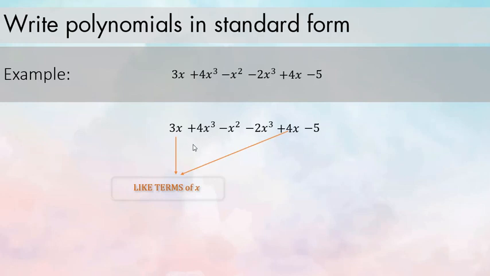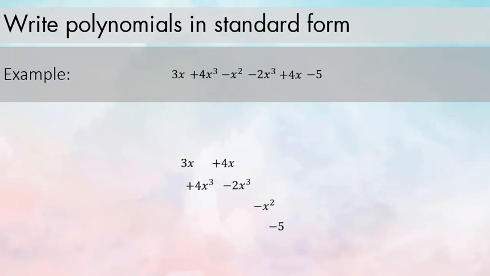So the first step is to find all the like terms. The like terms are terms which have the same variable. In this case, 3x and 4x both have the variable x, so they are like terms. We will collect them together. And next we have 4x to the power of 3 and negative 2x to the power of 3. They're also like terms, and we will collect them together.